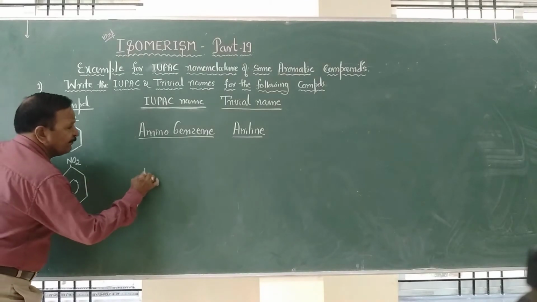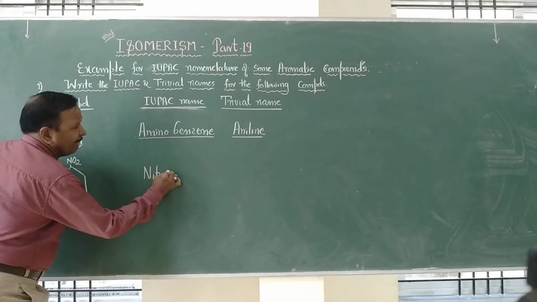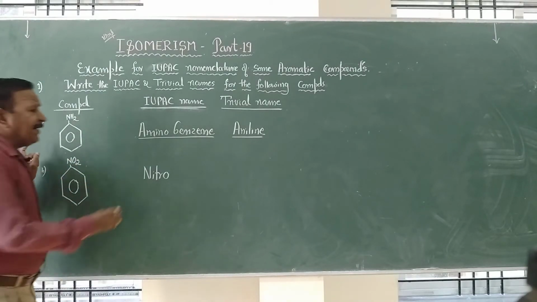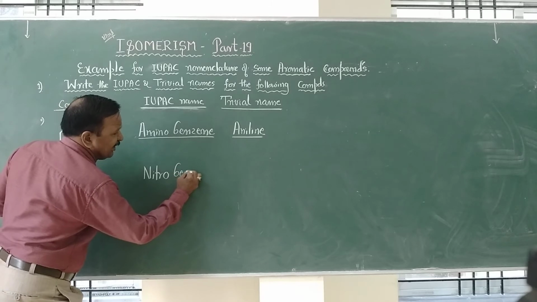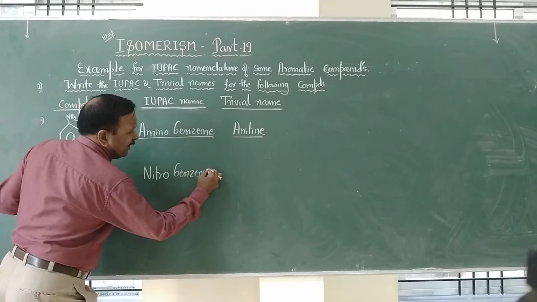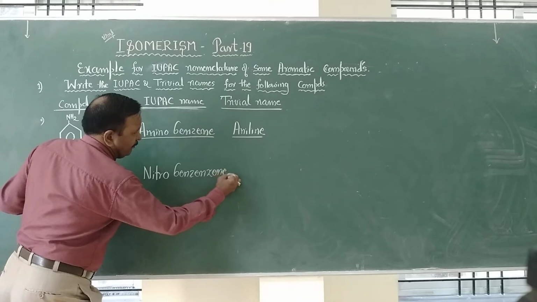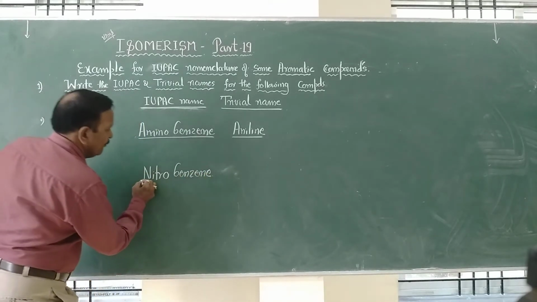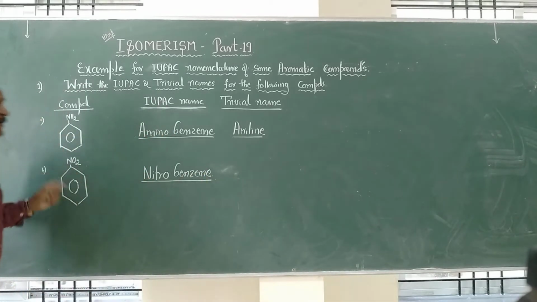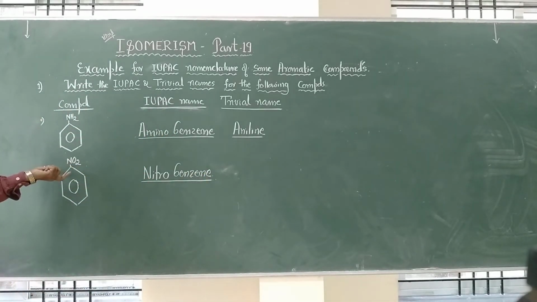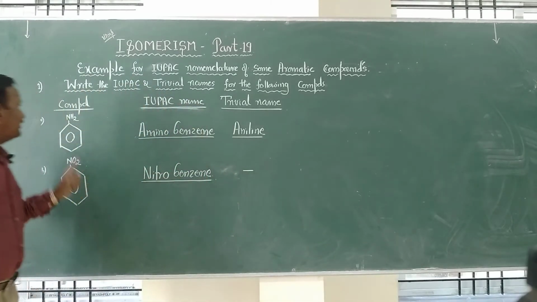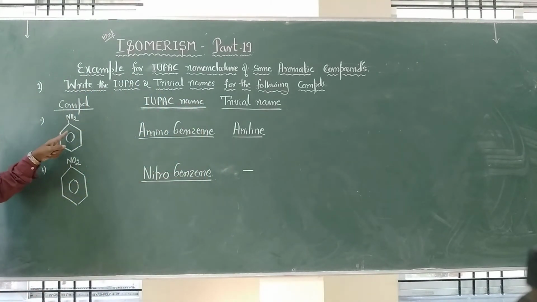And this is nitro. The NO2 group is there, and it comes under prefix. So nitro as usual, benzene: nitrobenzene. And the trivial name, if you can give, there is no trivial name. So this is in case of mono substituted.